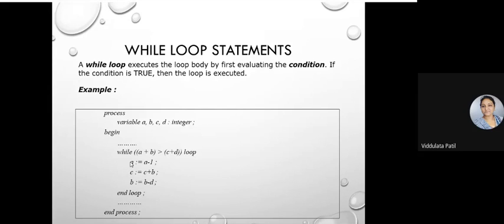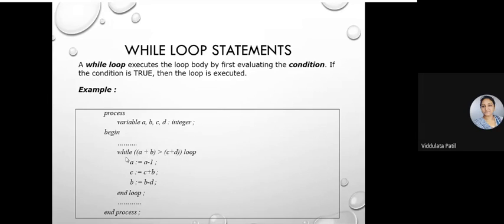Okay, which has the variables A, B, C, D, which are integers, and then we are starting the process. So begin. Now here we have the condition that if A plus B is greater than C plus D, then we are going to calculate certain equations. Otherwise, if this condition is not fulfilled, then this sequence of statements or equations will not be executed, and then there will be end of loop.